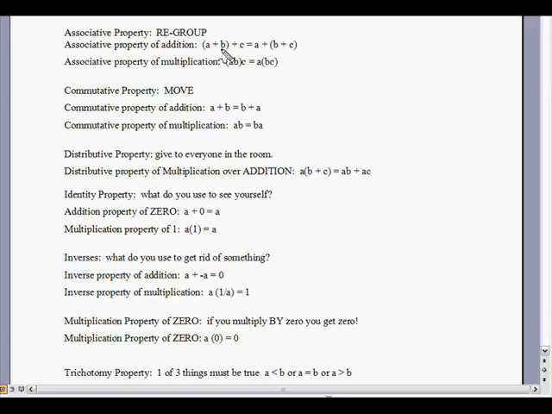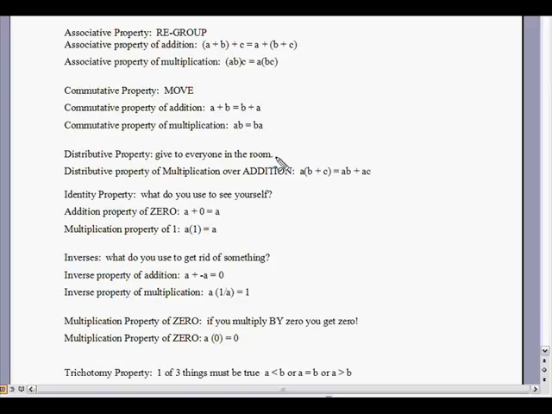If you notice here, I have A and B grouped, and then I have B and C grouped. This can be done for either adding or multiplication. The commutative property is more of moving. You notice here A is in the front, and then A is in the back. We can do this again for either addition or multiplication.